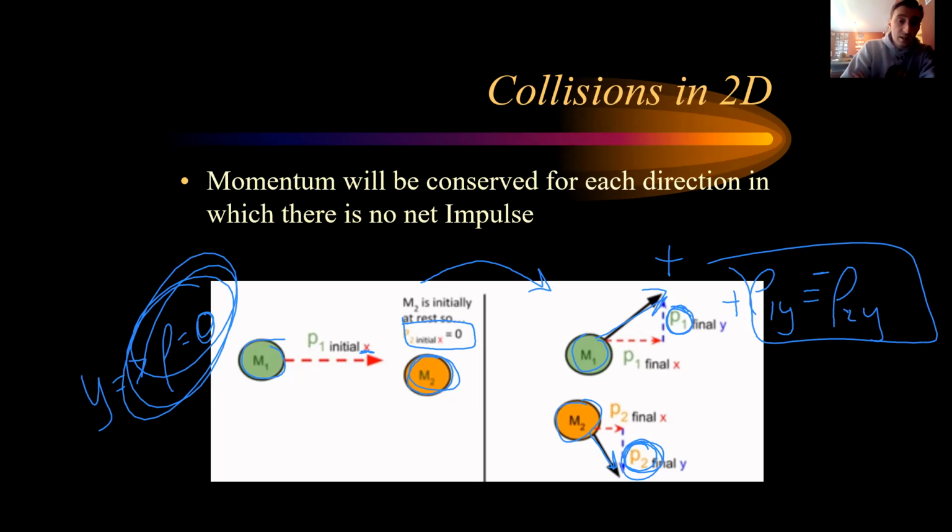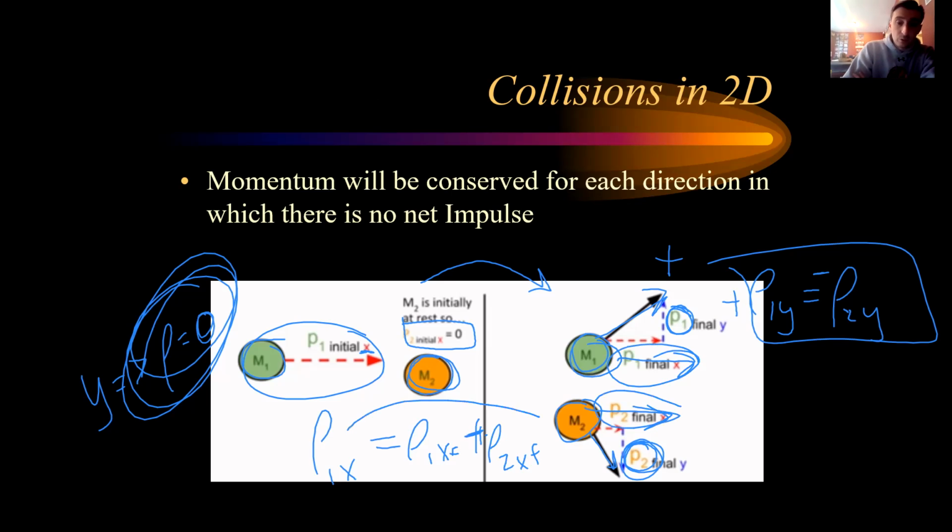Now, in the X direction, the total momentum before is going to equal P1 in the X. That has to equal P1 in the X final plus P2 in the X final. Both of these are going to be moving in the X direction also, but if you add these two up, it's going to equal the total momentum before. So momentum is conserved in two dimensions also.